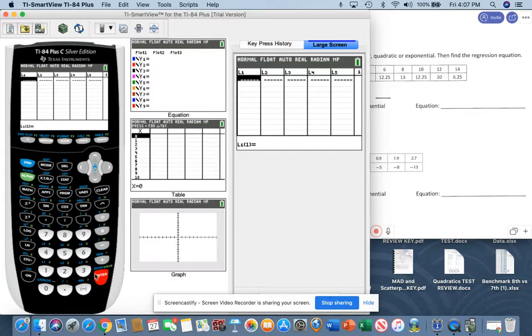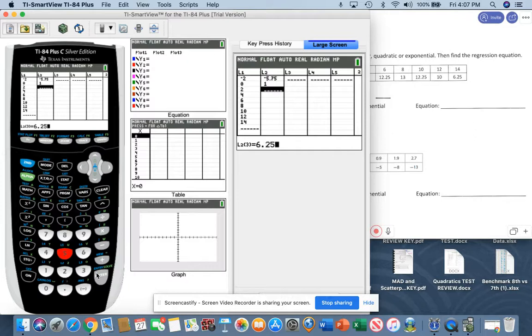In L1, I'm putting in -2, 0, 2, 4, 6, 8, 10, 12, 14. And L2, I'm putting in -5.75, 1, 6.25, 10, 12.25, 13, 12.25. I can already tell you what this one's going to be. 10 and 6.25.